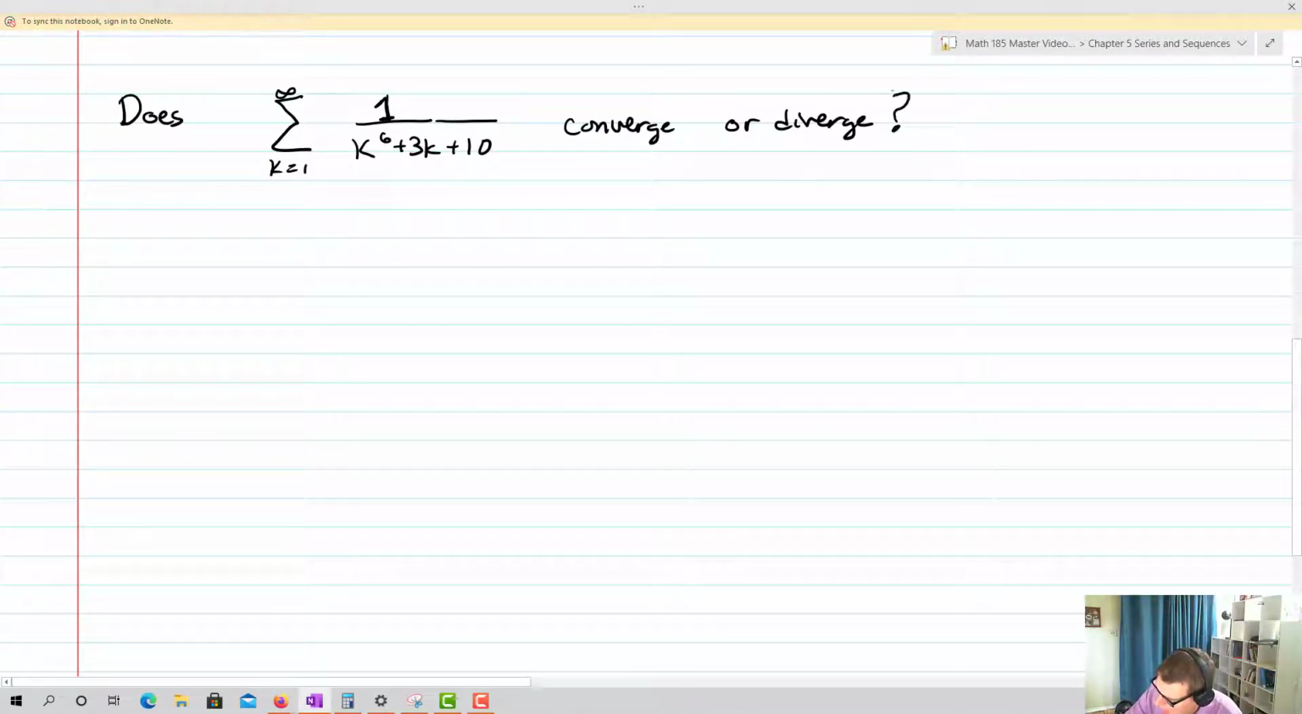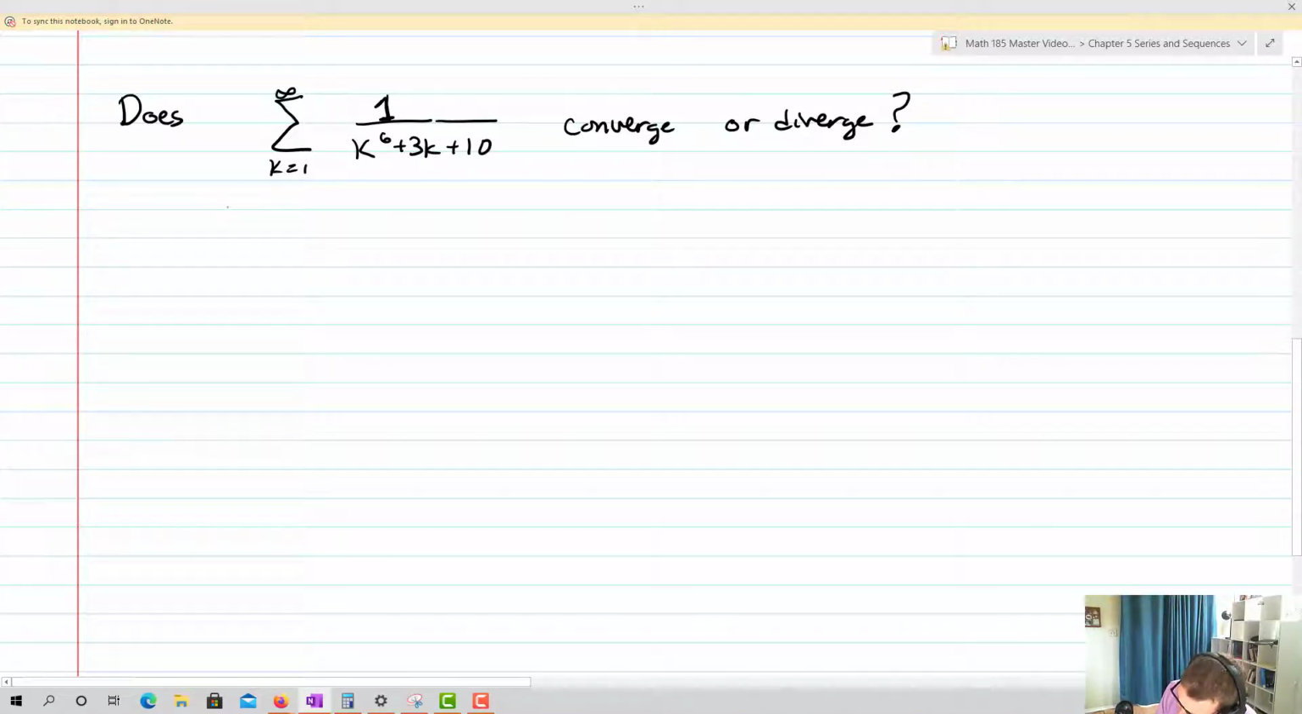And in this case, I look at a function like this, a series like this, and I think to myself, you know what, I want to use a comparison test, because what I've got essentially here is 1 over some kind of polynomial or rational function. And so the comparison test might be really useful for this particular circumstance.